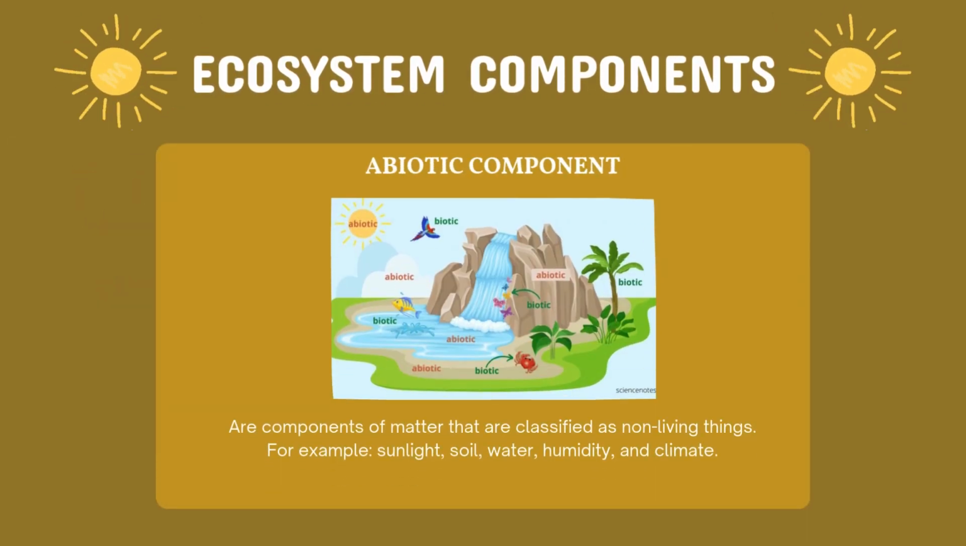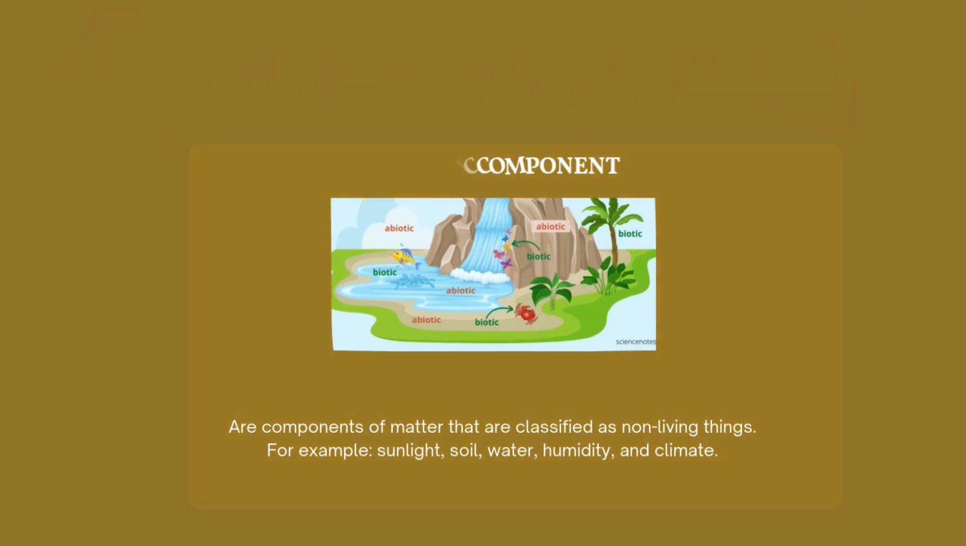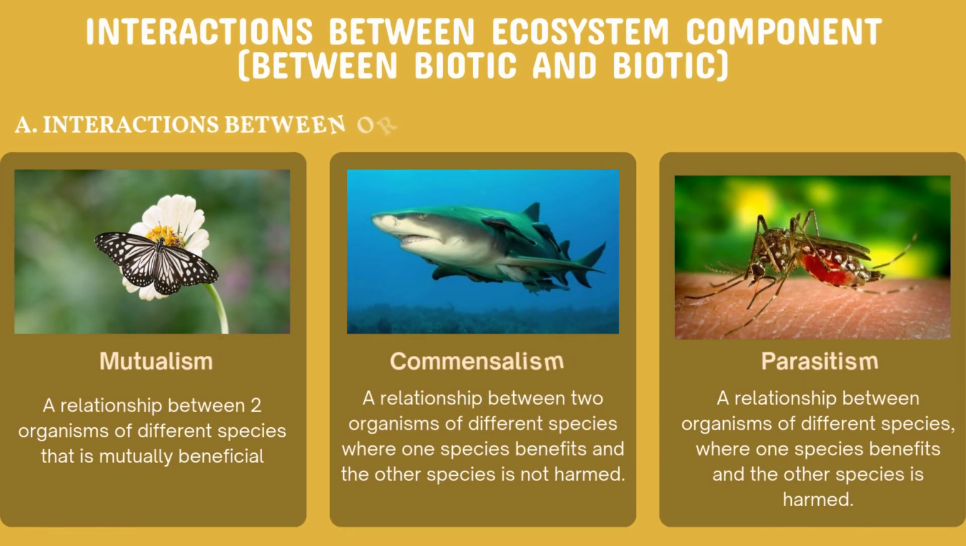Okay, in this slide we can learn and talk about other ecosystem components. Other ecosystem components are abiotic components. Abiotic components are components of matter that are classified as non-living things. For example, sunlight, soil, water, humidity, and climate. And next, we're going to discuss interaction between ecosystem components, between biotic and biotic.